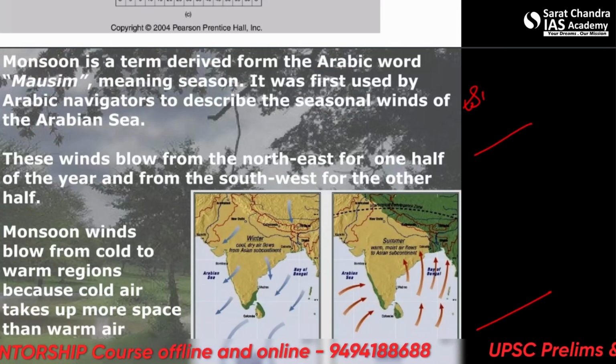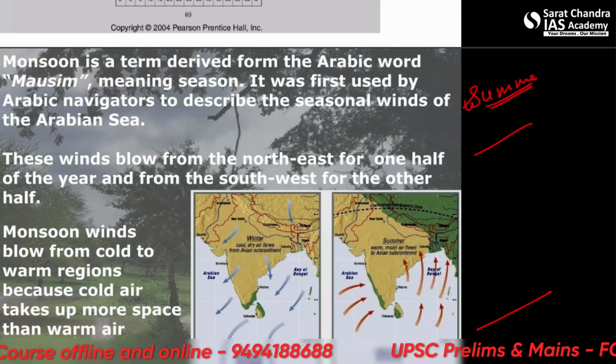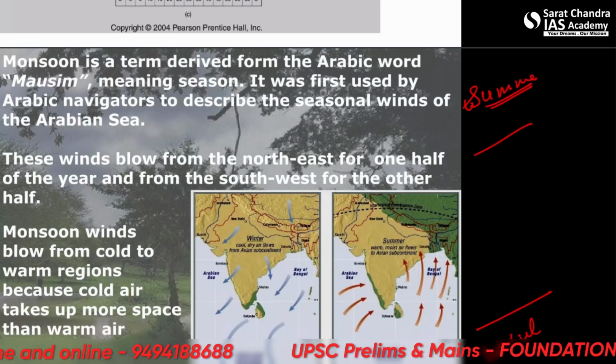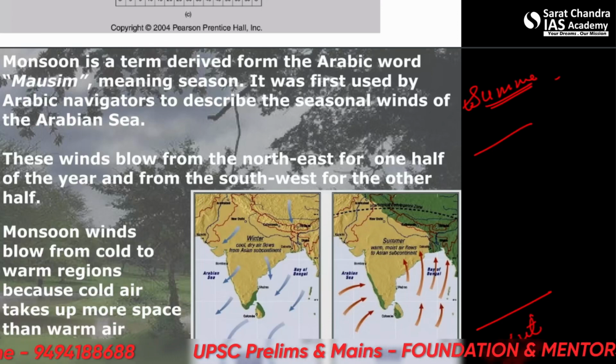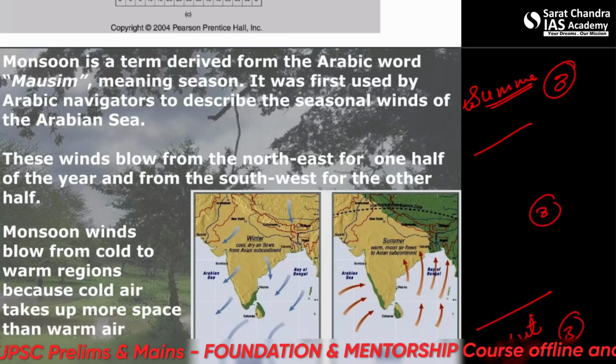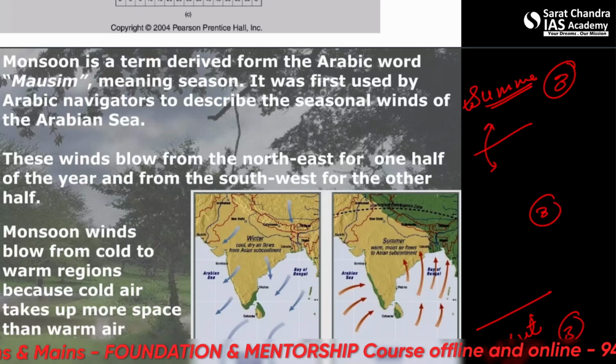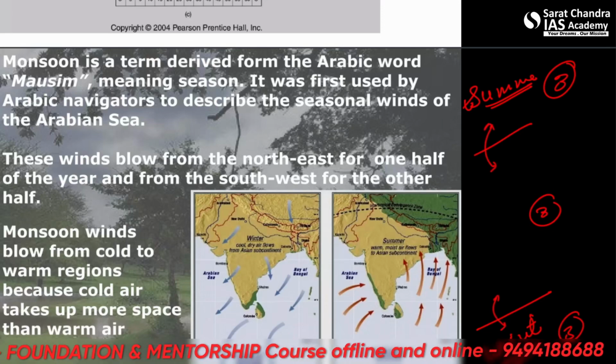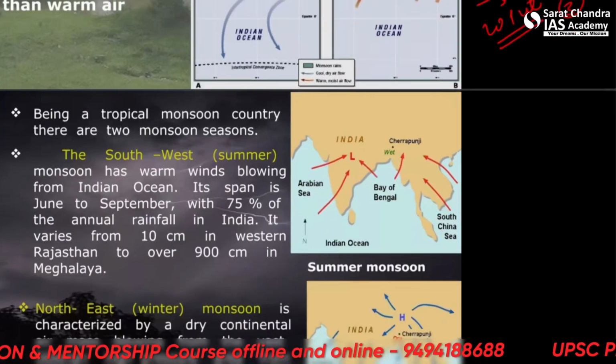So earlier, when climate change was not there, there were clearly marked seasons, such as 3 months of this, 3 months of rainfall, and 3 months of winter. But right now it's very overlapped. It rains anytime in the winters and summers now. So we'll read that later.